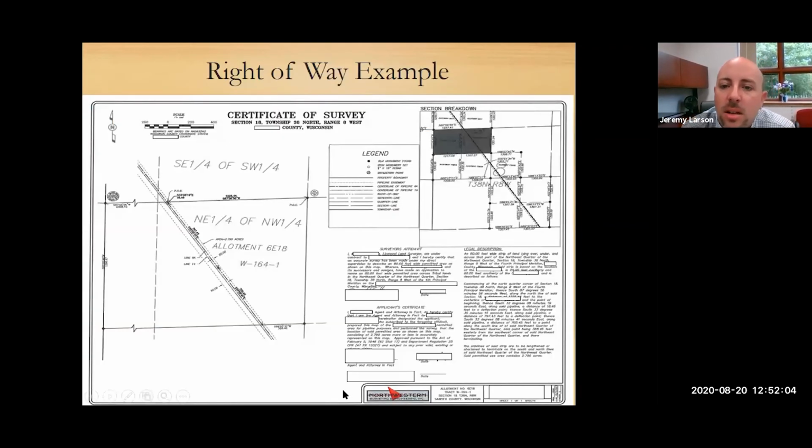So here is a survey or map of definite location that we like to see. You can see that they have the section breakdown here. You'll see it has the allotment number, and as it traverses through said parcel. Then it has the surveyor's affidavit along with the applicant certificate as well as the legal description. This was a concurred survey from the Bureau of Land Management for one of the projects that we've had. And as long as your survey looks somewhat like this or has all the information that the last slide explained, it should be able to be concurred and will keep the project going.